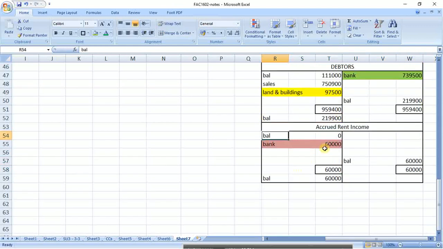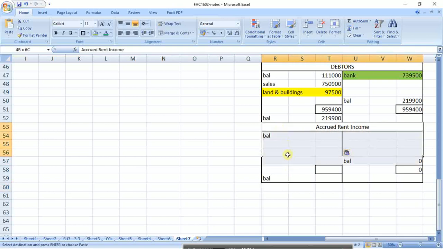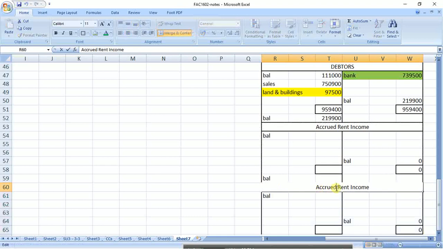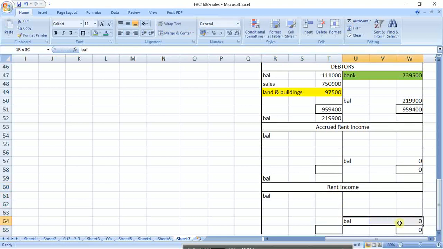Okay, rent income is what type of account? Income. Yes, so that needs income to go. Increases on the credit. So that needs to go to the other side. Rent income will have a balance on the credit side. No balances though, because this is an income line item.